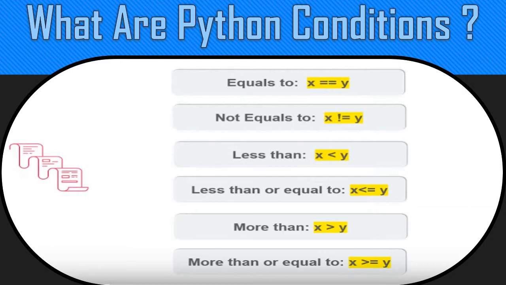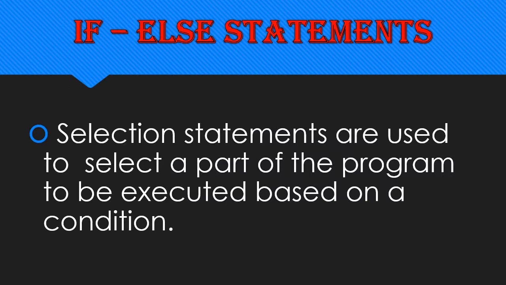Now let's move on and see what are if else or selection statements. Selection statements are used to select a part of the program to be executed based on a condition. That means selection statements are always used to select a part of the program based on a condition, and that part of the program will be executed if the condition states true. Or if the condition states false, that part of the program will be skipped by the Python interpreter.